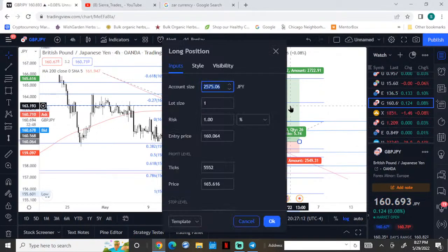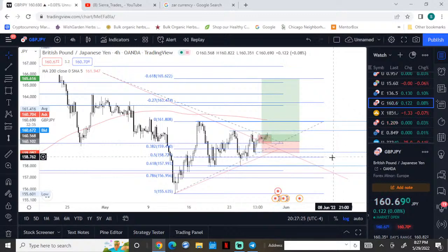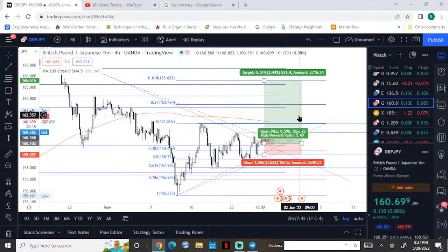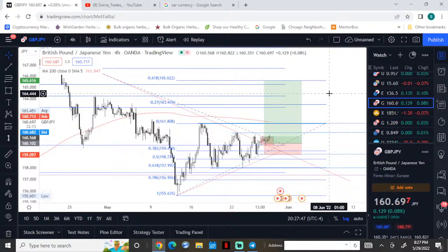So I'm in this. Because I got up Friday morning. I was like, oh, it broke your retest. I'm getting in. And I did. No stop loss or nothing. Reckless. Don't be reckless like me. Stop loss 159.072, which is a 100-point stop loss, 551 pip TP. It's a nice 1 to 5.